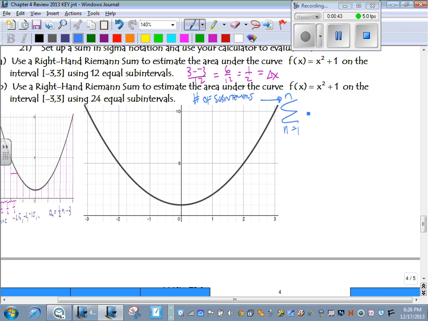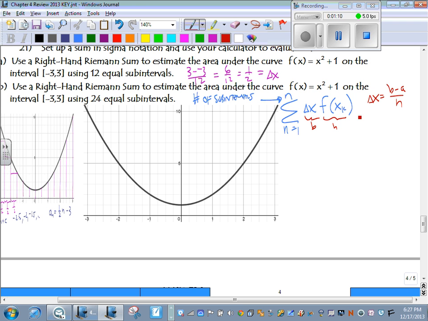Inside the sum, we're taking delta x. That's the change in x, that's the base of our rectangle, times f of x sub k. So that's the height. All right, so this is the base, this is the height. So we had some formulas to go along with this. The delta x, all we do is take b minus a over n.